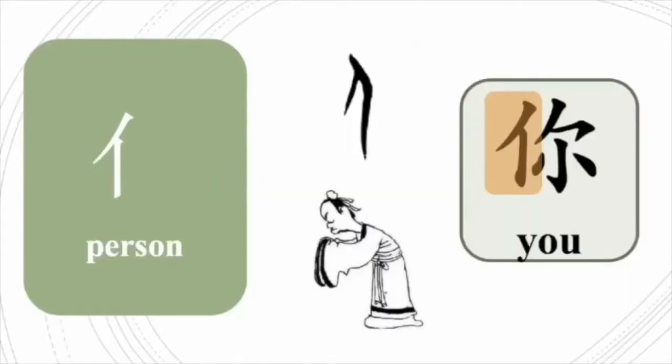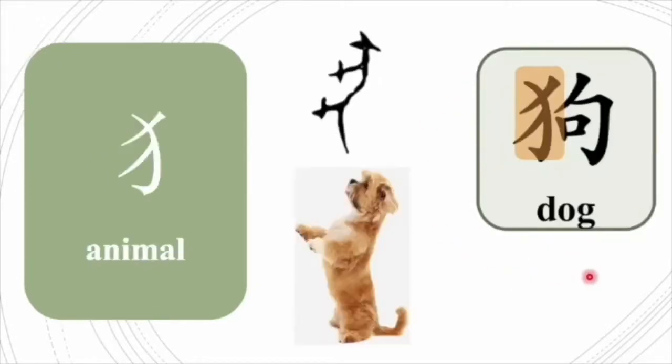The first radical we will learn is this one. Its historical shape looks like a person who is bowing to greet others. So this radical means person. For example, the character 你, which means you, contains this radical.